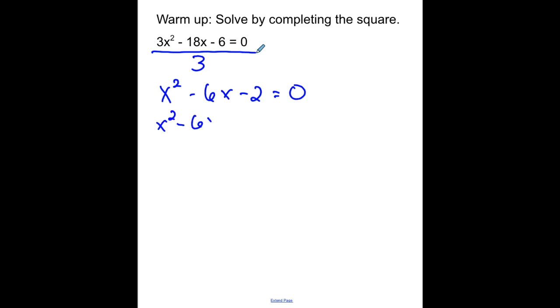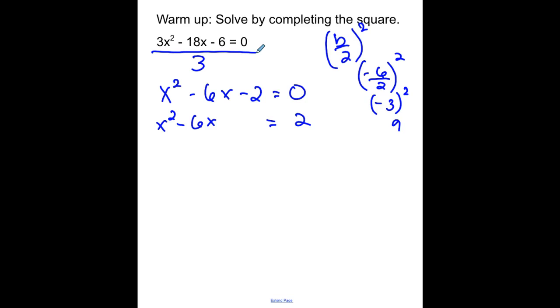We are going to leave a little space there, right, because we're going to complete the square. How do we find that missing number? Okay, we take b divided by 2 and square it. In this case, b is negative 6 divided by 2 gets us negative 3, and if we square negative 3, we get 9. So 9 is the missing number, the perfect number that would make that a perfect square trinomial. So we're going to add 9, but we have to add it to both sides, right?